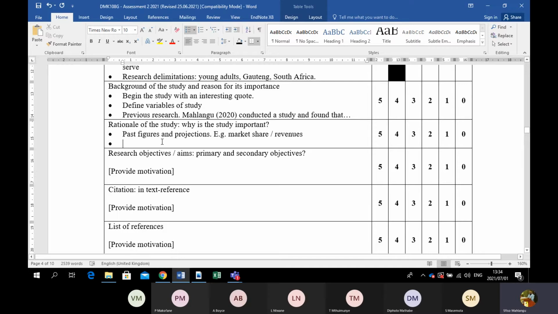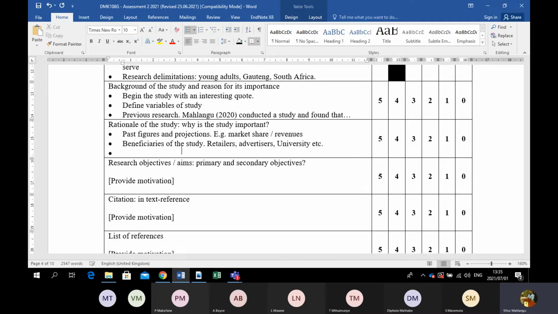There's quite more. We also look in terms of the beneficiaries of the study. These are people who will benefit from the study. The findings will benefit, for example, retailers, if the study is about retail stores; advertisers, if the study is about advertising; brand managers. It could also benefit the university, if it studies students and so on. So you must indicate who will benefit as well there.